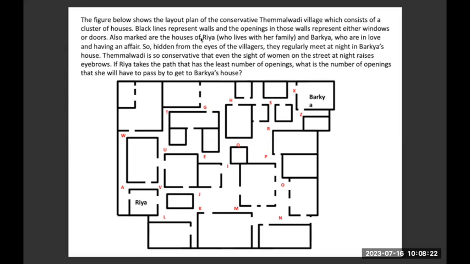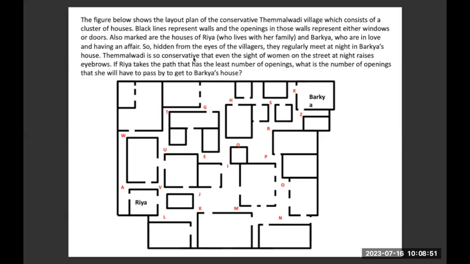You are shown the house of Ria, who lives with her family, and Barkya. This is Barkya's house. And they're having some kind of an affair. Both the kids are having some kind of an affair. Hidden from the eyes of the villagers, they regularly meet at night in Barkya's house.